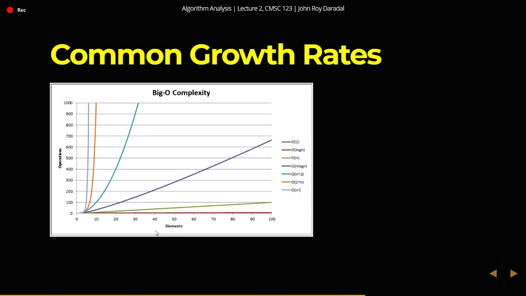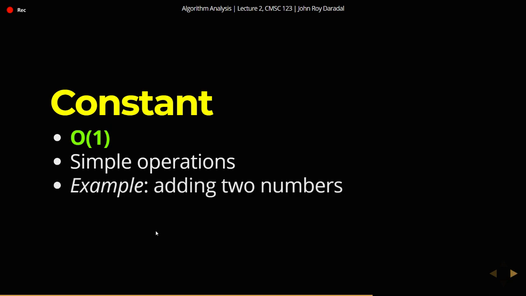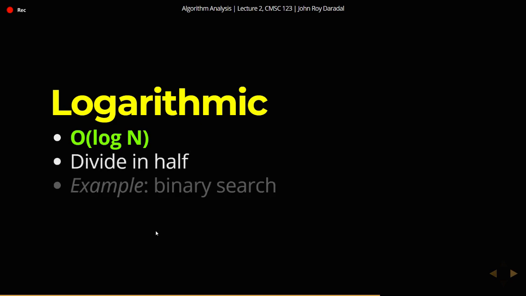Now, let me run through the common growth rates that we'll encounter. I think we have 7. First is the constant growth rate, or O of 1. We use this for simple operations like arithmetic operations, so one-liners basically. Okay, so adding two numbers, that's constant running time, O of 1. Next, we have the logarithmic running time, or O of log n.